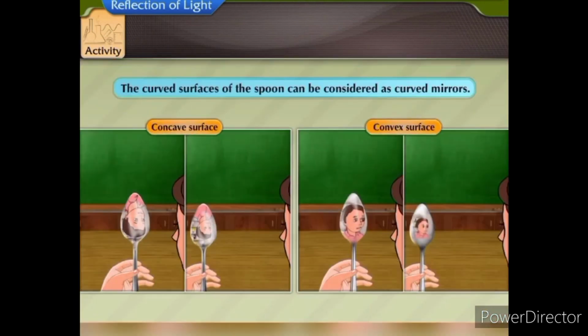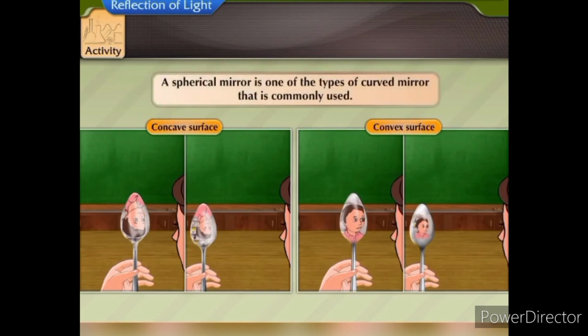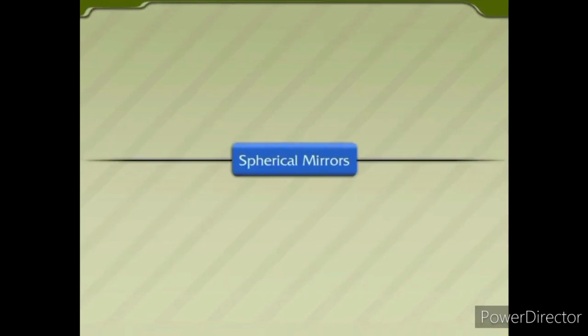The curved surfaces of the spoon can be considered as curved mirrors. The spherical mirror is one of the types of curved mirror that is commonly used. Let us explore more about spherical mirrors. Spherical mirrors.